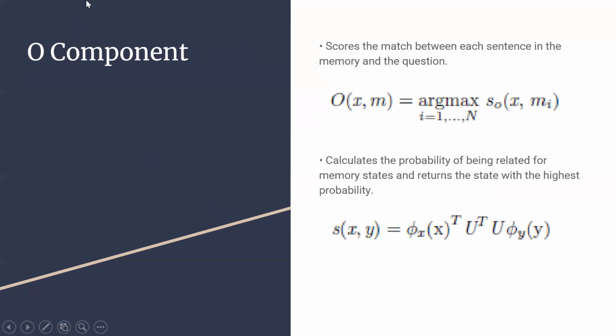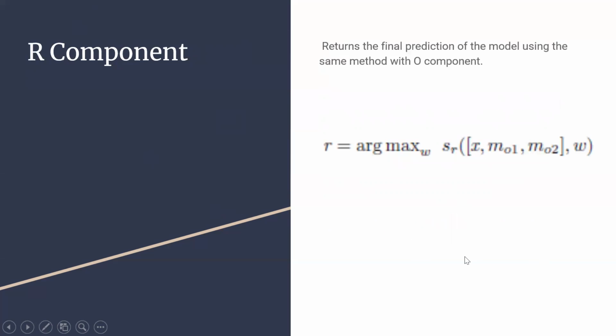Now, let us look at the O component. It scores the match between each sentence in the memory and the question. And this is the formula for the same. It also calculates the probability of being related for memory states and returns the state with the highest probability. You can see the formula here. Now let us look at the R component. The R component returns the final prediction of the model using the same method as the O component. So this is the formula for that.